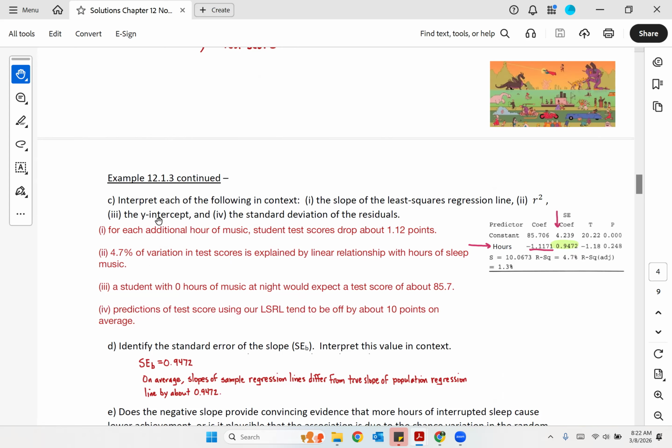Moving on to part three, y-intercept. Of course, you know a y-intercept is a y value when your x is 0. These don't always make sense in context, but you still might be asked to explain what it would mean in context. And keep in mind, this is a prediction or an expectation. It's not necessarily reality. A student with 0 hours of music at night, we would expect to score about 85.7, close to 86. And then from there, as they listen to the music longer and longer, the scores will drop.